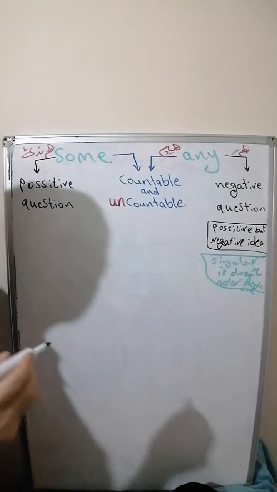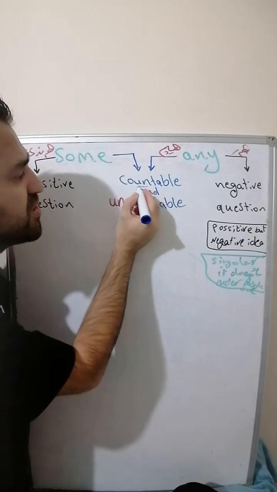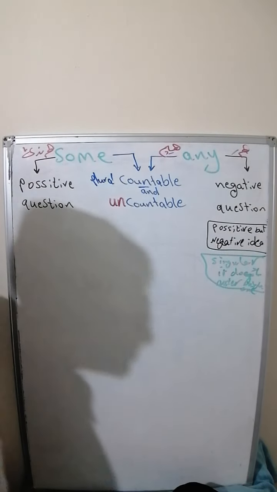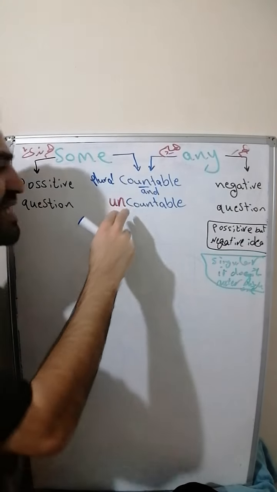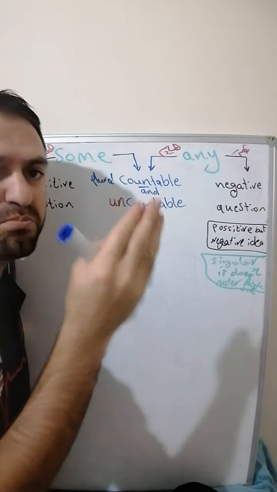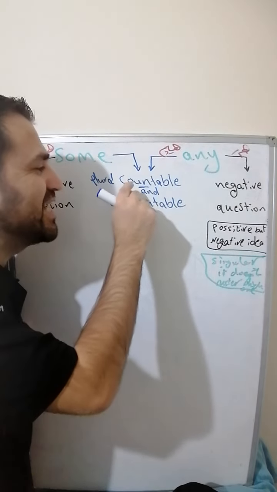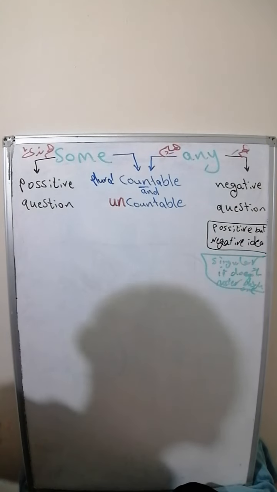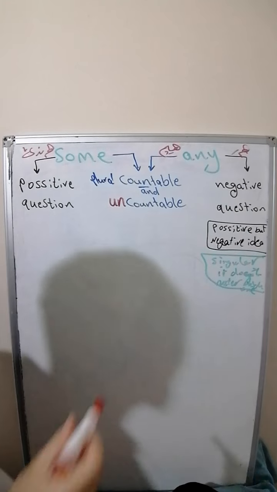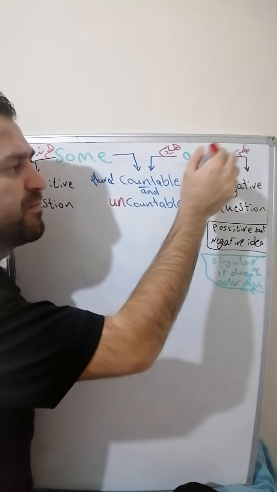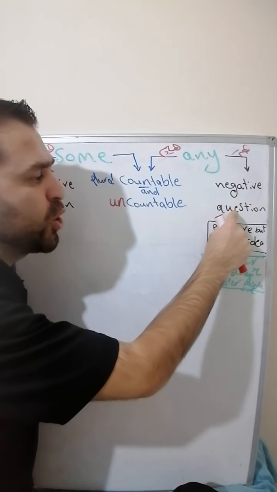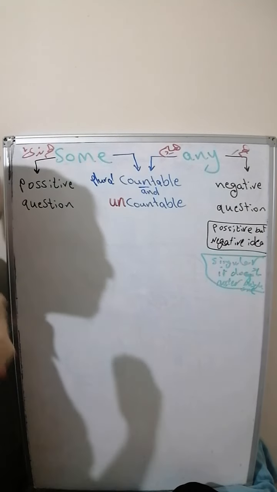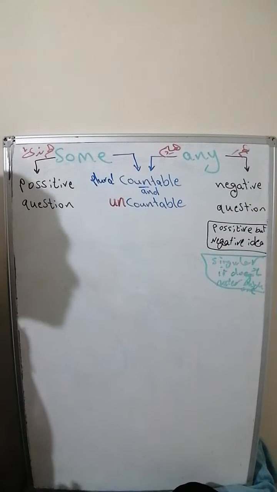If you use both of them with a countable noun, it should be plural, by the way. Not only one, it should be more than one. When a noun is uncountable, you don't need to know if it is plural or singular, because only countable nouns can be one or more than one. But how do we use them? Any can be used in negative and question sentences. But the word some can be used in positive, affirmative sentences and question sentences.